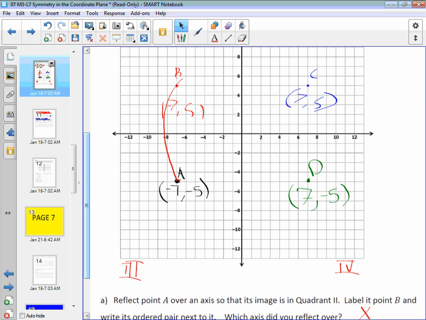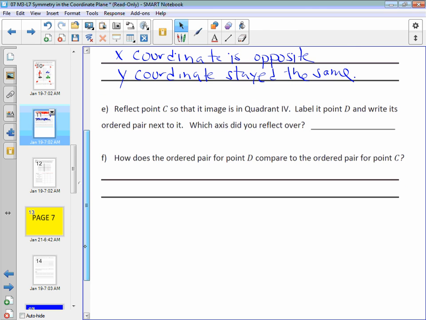What did you reflect over? Reflected over X. Blue, right? What color you doing in blue? Green. Which ones are different? Yup. Very good.